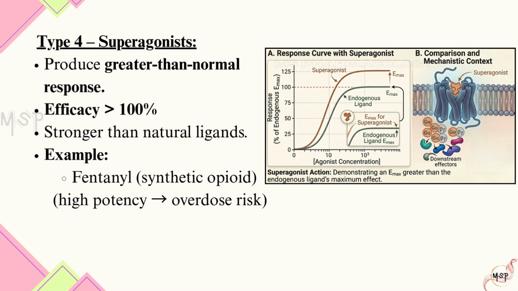Type 4. Superagonists. A superagonist produces a greater than normal maximal response compared to the body's own natural ligand, with an efficacy exceeding 100%. Example: some synthetic opioids like fentanyl can behave as superagonists at opioid receptors, which helps explain their extreme potency and danger in overdose.